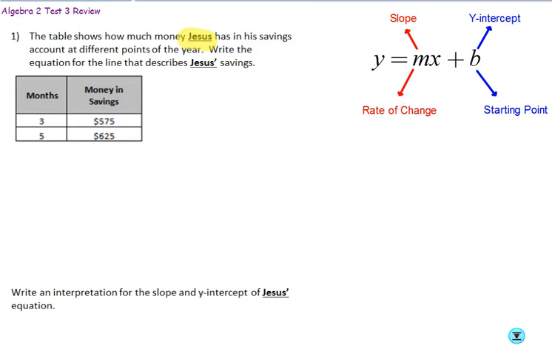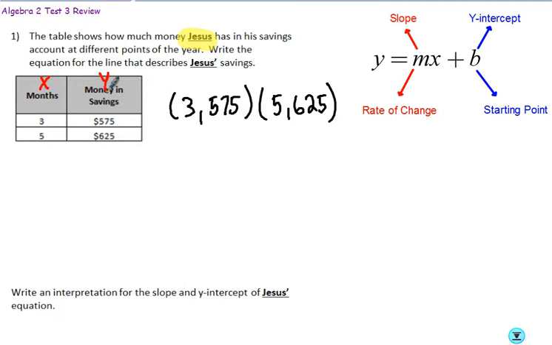So we have 2 points to work with. We have (3, 575), and then we've got (5, 625). Again, this represents that in month 3, because our x is going to represent months, and our y is going to represent dollars. So 3 months, $575, 5 months, $625.